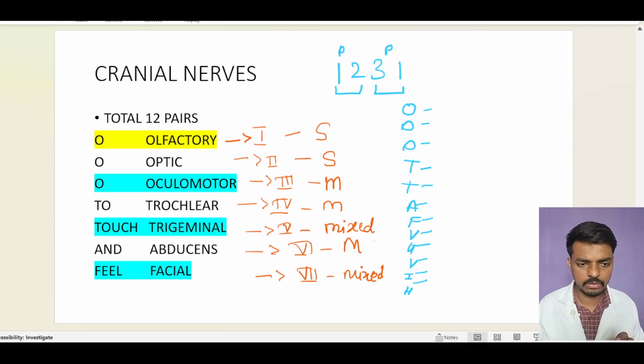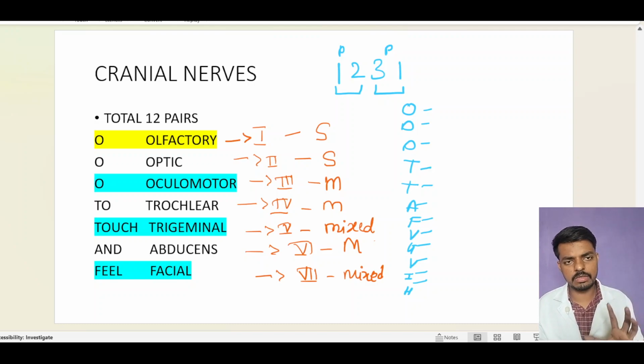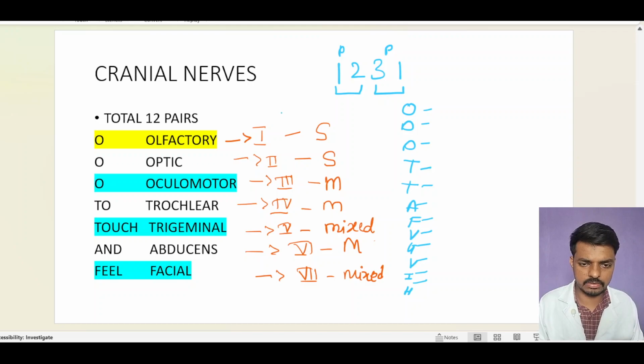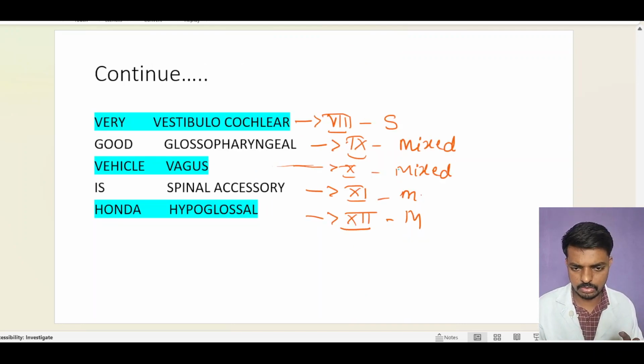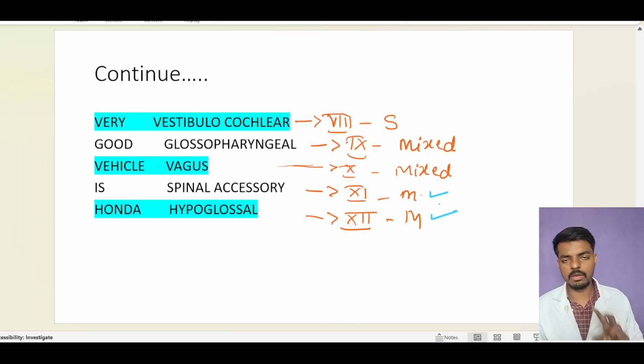Okay, very easy. Some nerves are sensory nerves, some nerves are motor nerves and a few nerves are mixed nerves. In order to remember that, I will tell one trick. Just remember that one. First two cranial nerves are sensory nerves. First two are sensory, second two are motor. Okay, four we completed, and the last two are also motor. See, last two are motor. Out of 12, six we have remembered easily. First two sensory, second two motor, and last two motor.